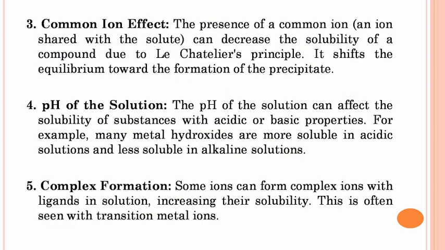Third, common ion effect. The presence of a common ion, an ion shared with the solute, can decrease the solubility of a compound due to Le Chatelier's principle. It shifts the equilibrium toward the formation of the precipitate. Fourth, pH of the solution. The pH of the solution can affect the solubility of substances with acidic or basic properties. For example, many metal hydroxides are more soluble in acidic solutions and less soluble in alkaline solutions. Fifth, complex formation. Some ions can form complex ions with ligands in solution, increasing their solubility. This is often seen with transition metal ions.